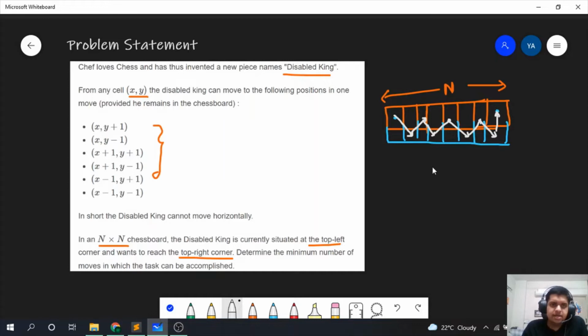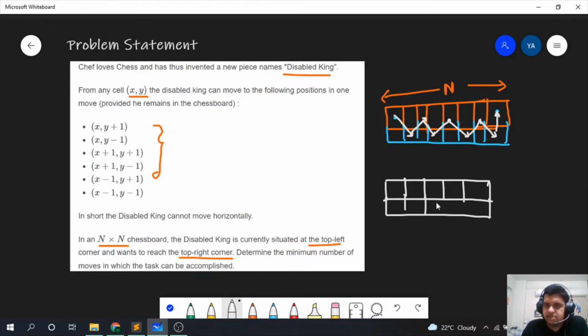Now, let us take n to be odd. So we have n equal to 1, 2, 3, 4, 5. Again, I'll only be drawing the top two rows because that is all that is required. We have our king situated over here and he wants to reach over here. Starting first, the king starts from here: 1, 2, 3, and 4. So basically, here n was even and here n was odd.